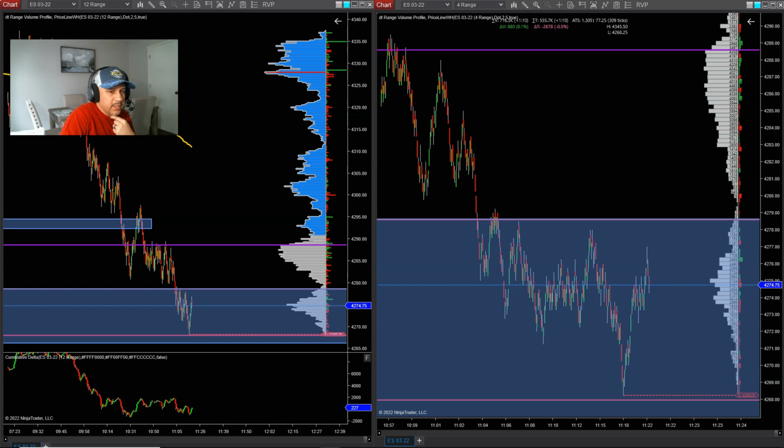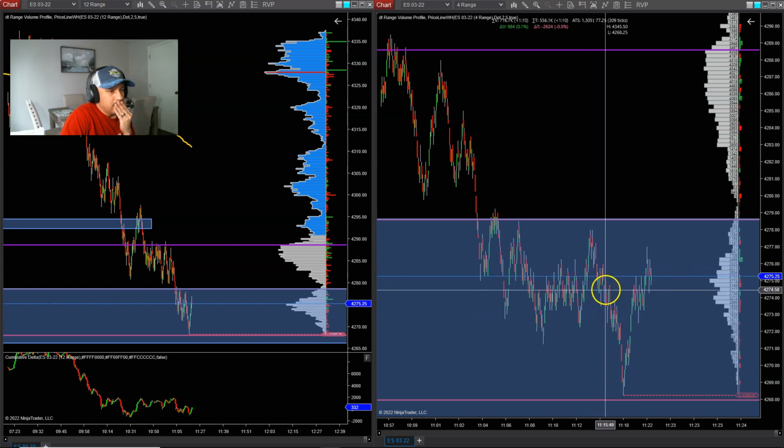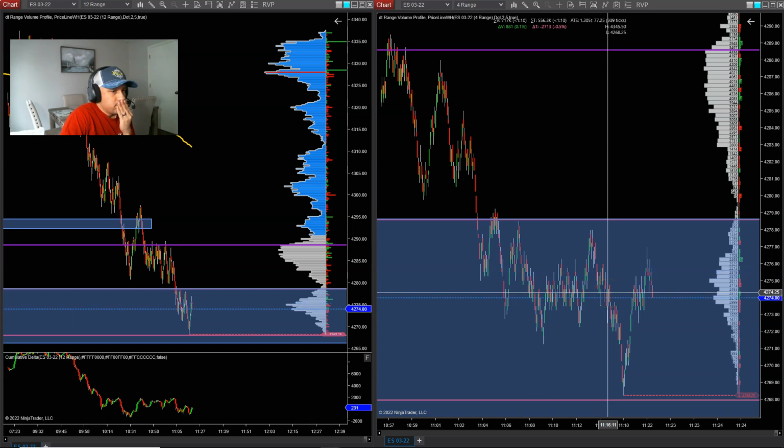Okay, now this could be a little scalp that I may take here. Just waiting to see what's going to happen here. Price could keep pushing higher, so I'm waiting to see what price is ultimately going to do here. Shoot. Okay, I'm short.